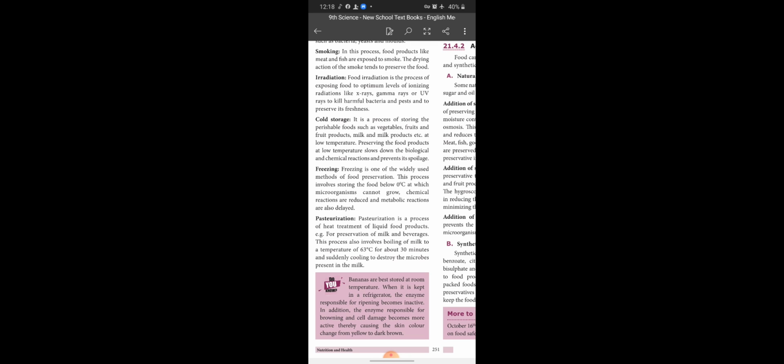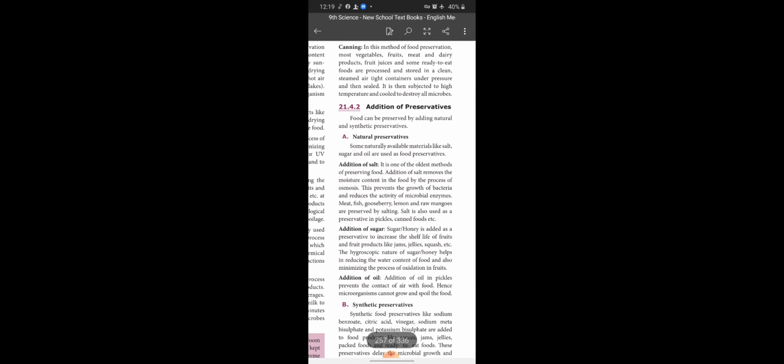Okay. So pasteurization is a process of heat treatment of liquid food products for preservation of milk and beverages. This process also involves heating milk to a temperature of 63 degrees Celsius for about 30 minutes first, and immediately we have to cool the milk to destroy the microbes present in the milk.